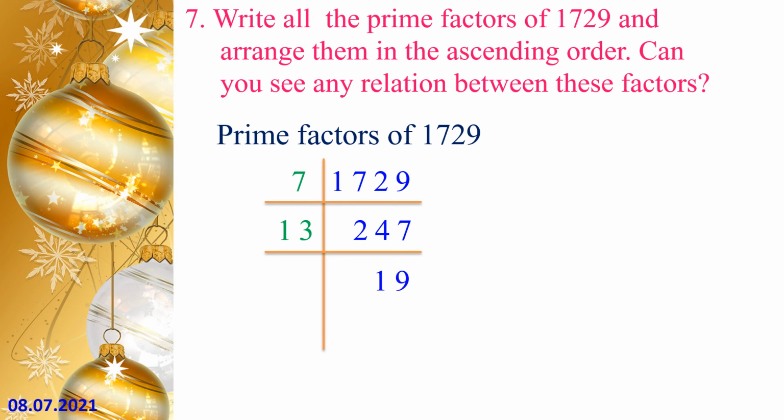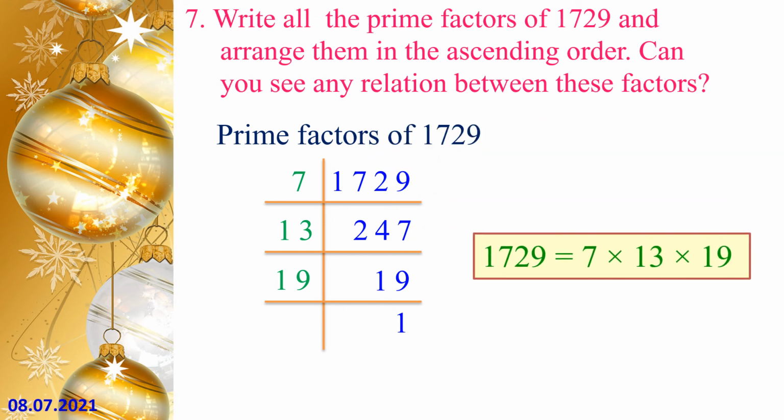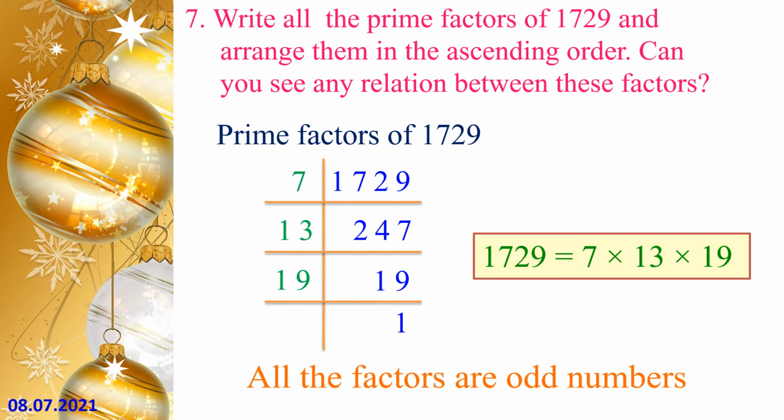Now here 19 is also a prime number. So the divisor is 19. So 19 divided by 19 we get 1. See children, here the prime factors of 1729 are 7 into 13 into 19. Next, the second question is, can you see any relation between these factors? Children, what is the relation here? Very good. All the factors are odd numbers.